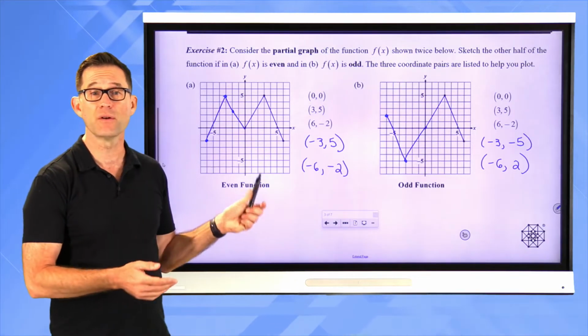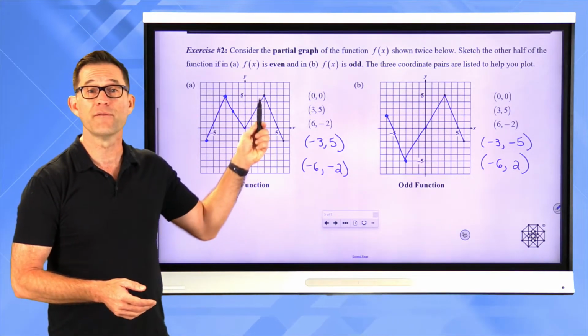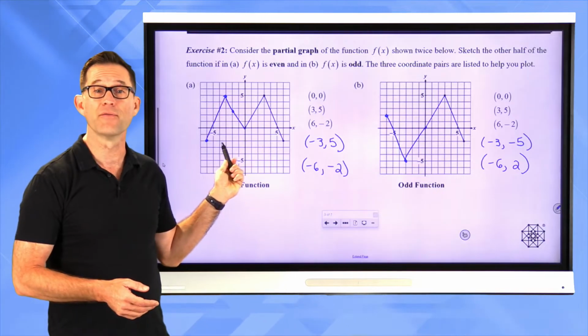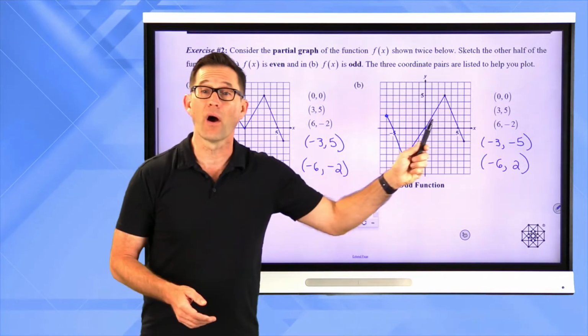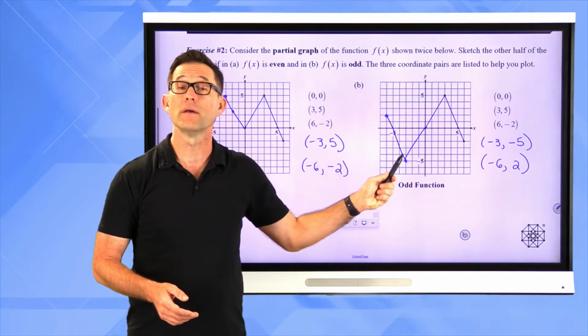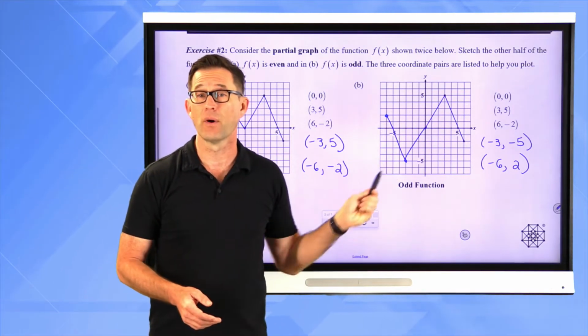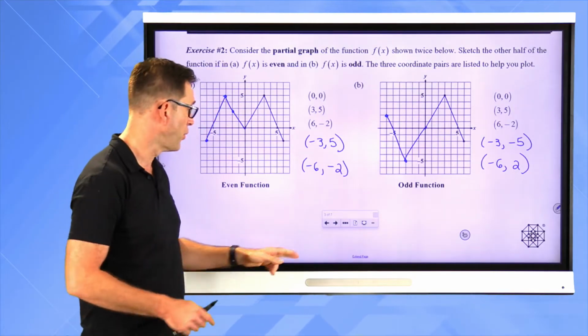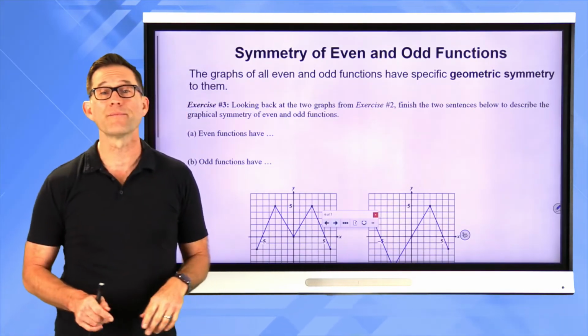For an even function, when I have 3, 5, I'll also have negative 3, 5. On the other hand, for an odd function, when I have 3, 5, I'll then have negative 3, negative 5. And likewise with the 6, negative 2 point. So let's keep going.